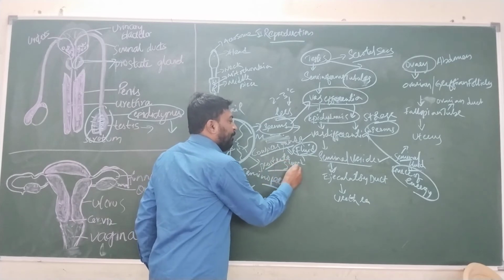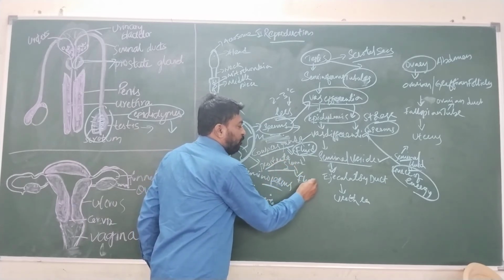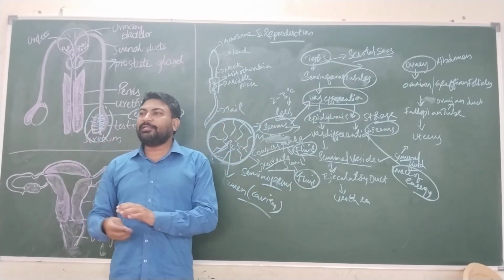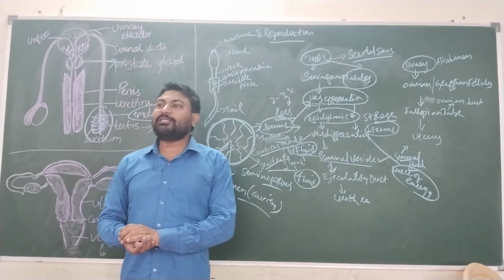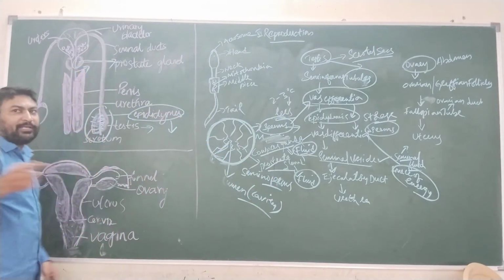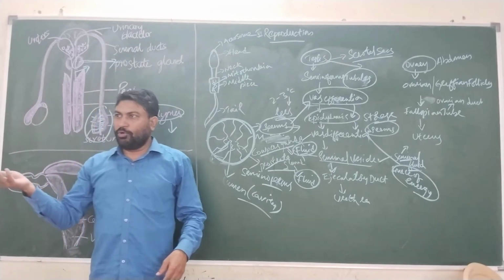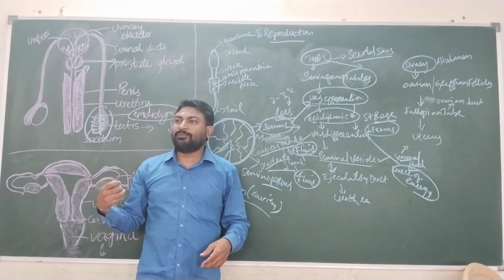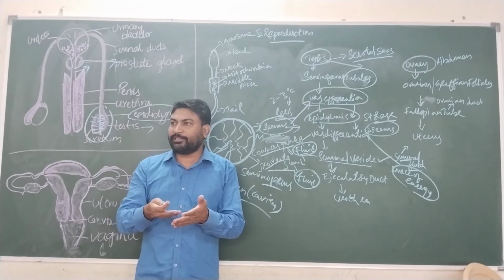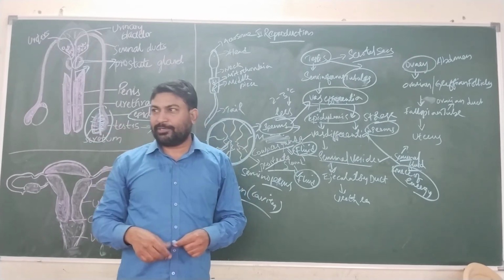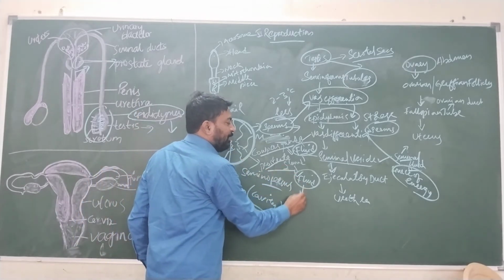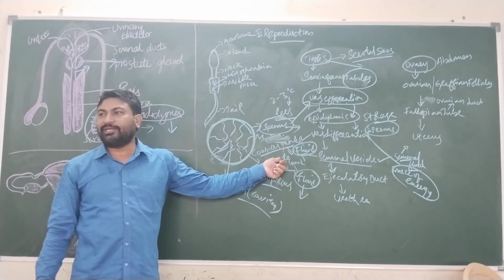Then the prostate gland also releases another fluid. This will neutralize the urea present on the walls of the urethra. Since the urethra is the common passage for both urine and sperms, some amount of urea will be sticking to the urethra, so it is acidic in nature. That acidic nature is neutralized by the fluid released by the prostate gland.